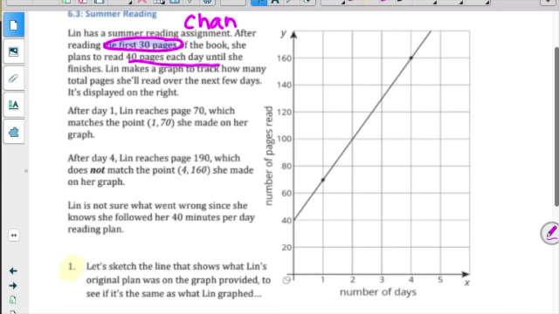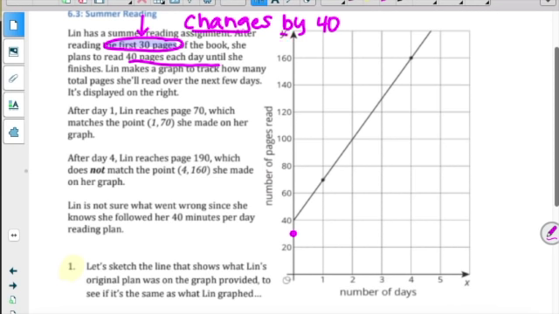Changes by 40 pages each day. And where are we going to begin? We're going to begin at 30. So on day 0, she's at page 30, halfway in between 20 and 40, right there on that y-axis. And then it changes by 40 each day.